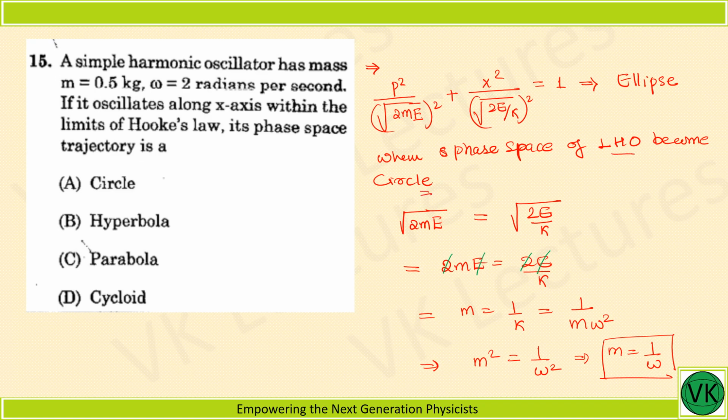Now look at this question. Here m is equal to 0.5 and omega is equal to 2 radians per second. So what is 1 by omega? 1 by omega is 1 by 2, that is equal to 0.5, which is the value of the mass. So this is an equation for a circle. That means it makes the ellipse a circle with a equal to b.